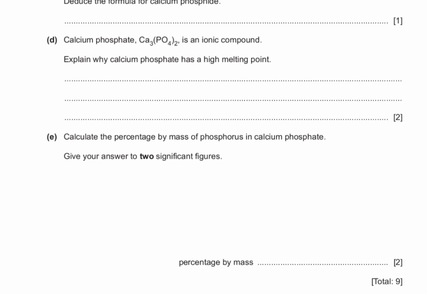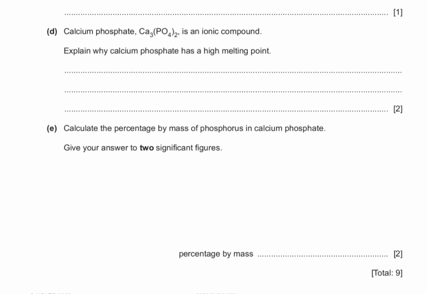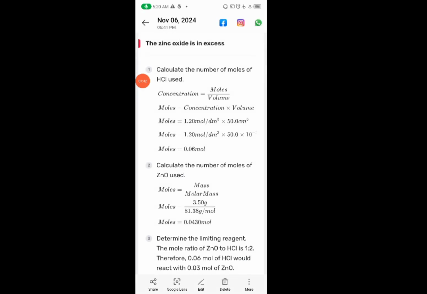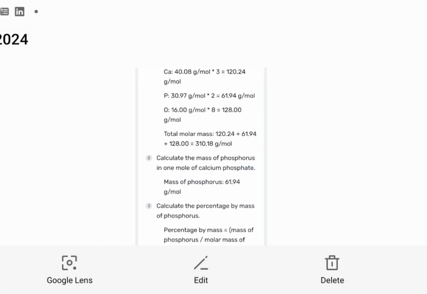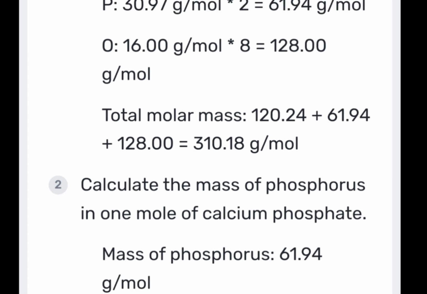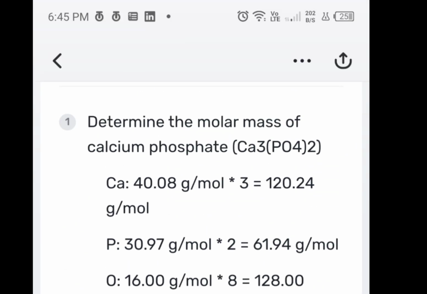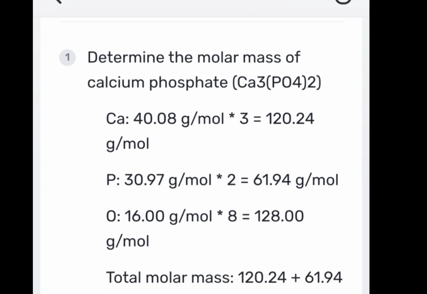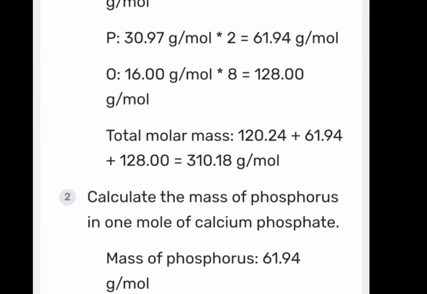Calculate the percentage by mass of phosphorus in calcium phosphate, and give your answer to two significant figures. Again, we have calculations here. You have to determine the molar mass of calcium phosphate: calcium 40, we have three atoms here, so multiply by 3. Then phosphorus with 2, 31 into 2, and oxygen we have 4 to 8, 16 into 8. So the total mass is here.